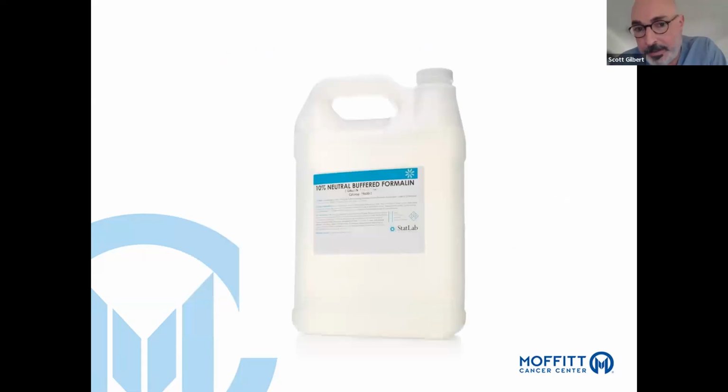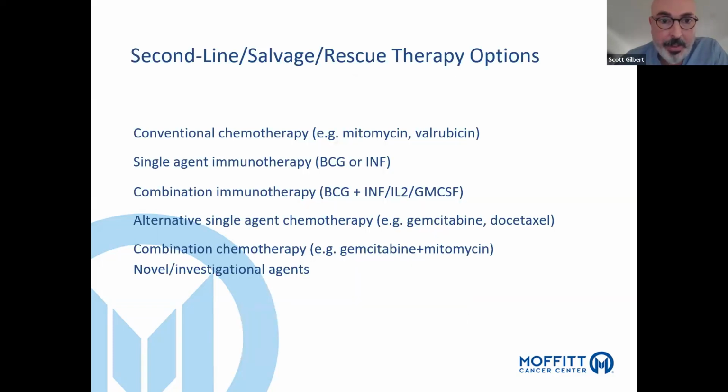So this is one of my mentors, Jim McKiernan, at Columbia University where I trained, who used to say the most effective chemical treatment or chemo treatment for BCG refractory or unresponsive disease is formalin. So taking the bladder out and pickling the bladder in a pathology jar. But not all patients want that.